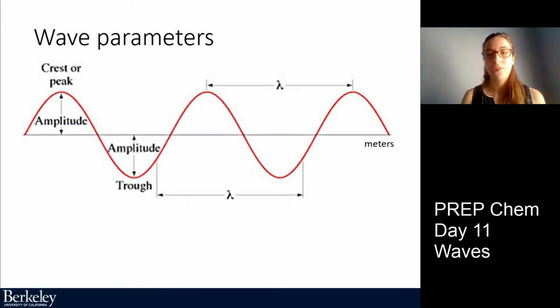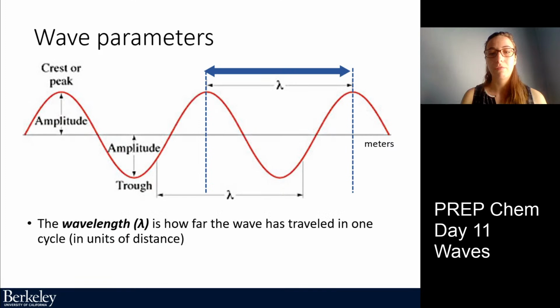So next, we wanted to talk about a few parameters that can help us describe waves. First off, we can define a wavelength, and this is commonly denoted with the symbol lambda. The wavelength is how far the wave has traveled in one cycle, and this is always in units of distance.